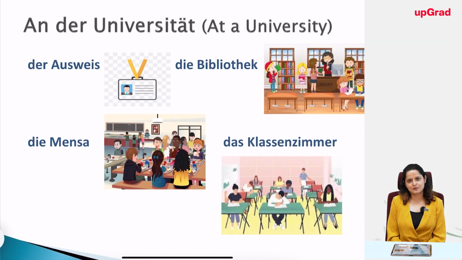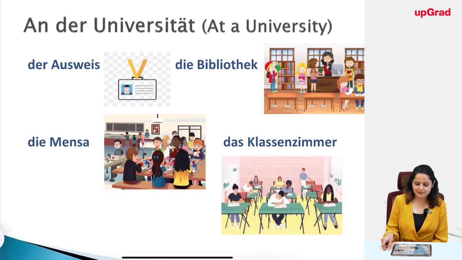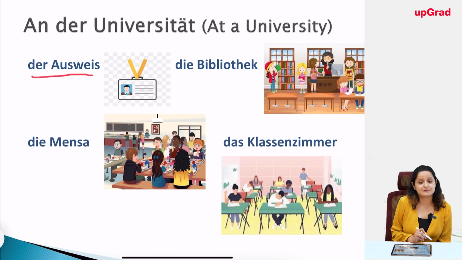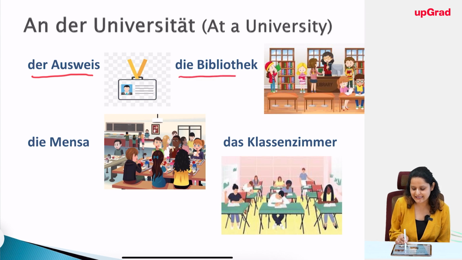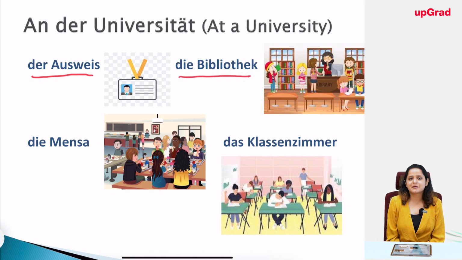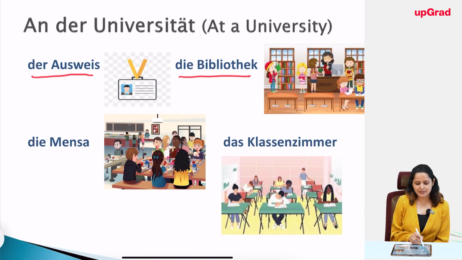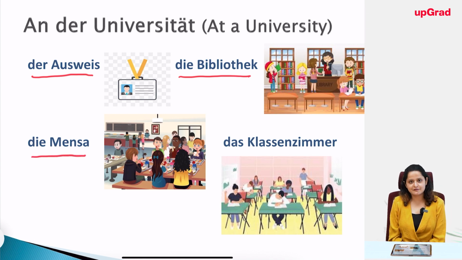Now we will learn some basic words that are often used and seen in universities. So the first word that we have here is der Ausweis. Ausweis is an identity card. Now, in all contexts, an ID card is called Ausweis. When you are in a university, the Ausweis means your university ID card. The next word that we have here is die Bibliothek. Bibliothek means library. After that, we come to the Mensa. A university canteen is called Mensa. So, the word here is die Mensa.